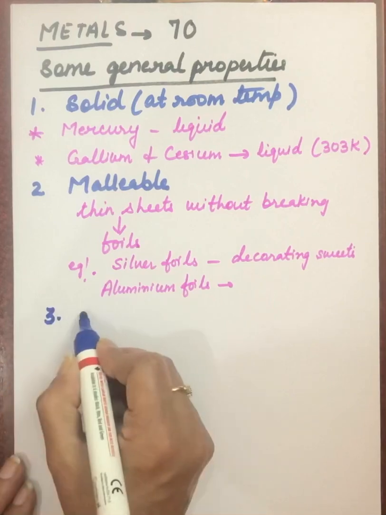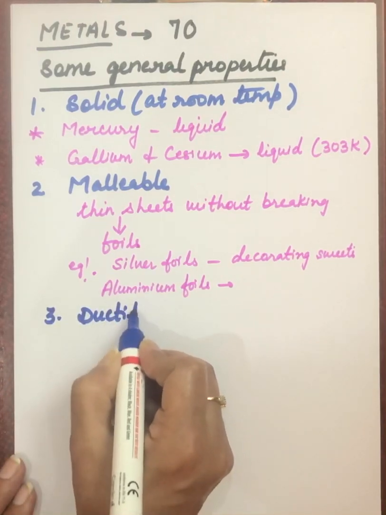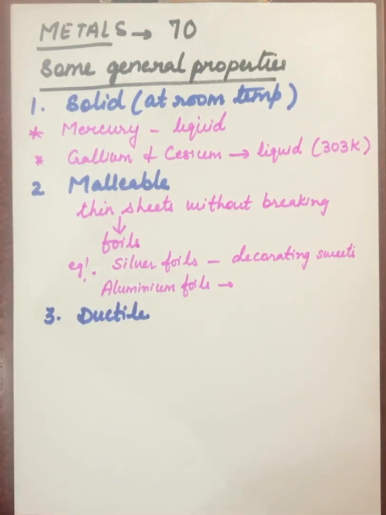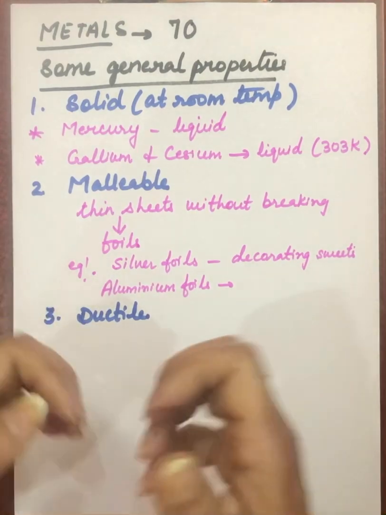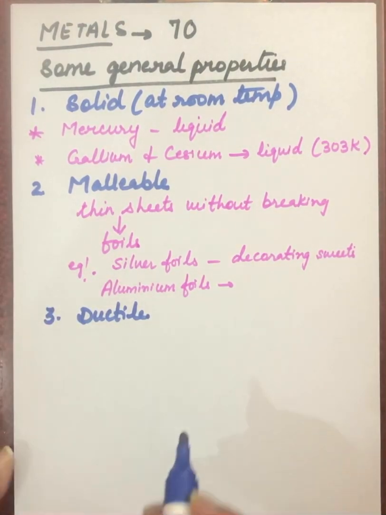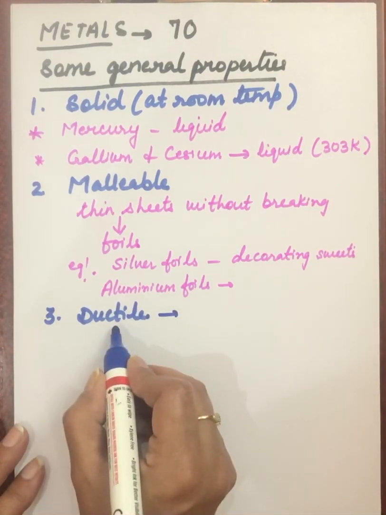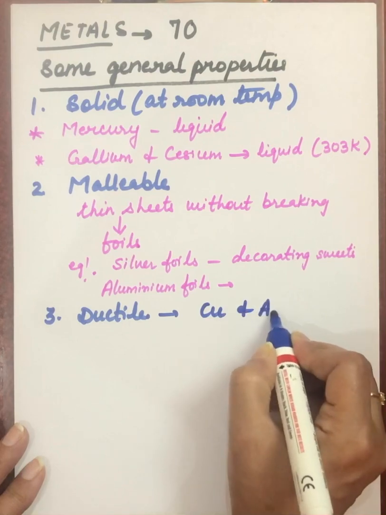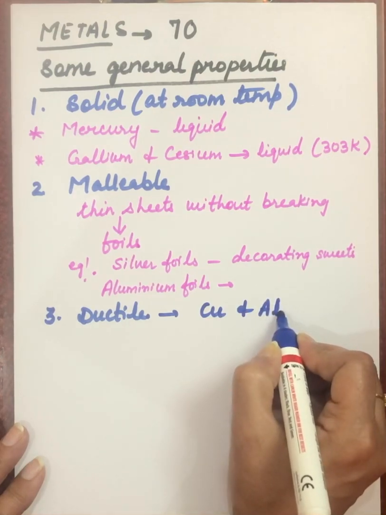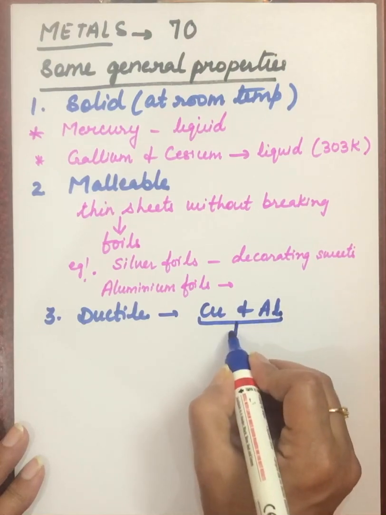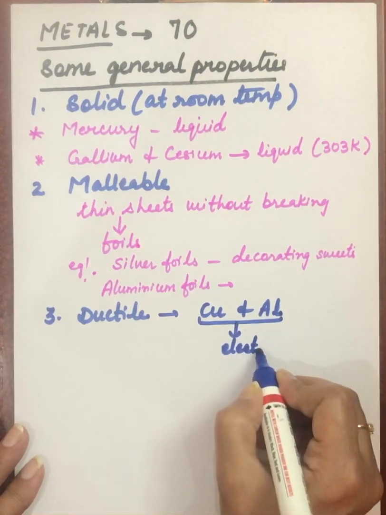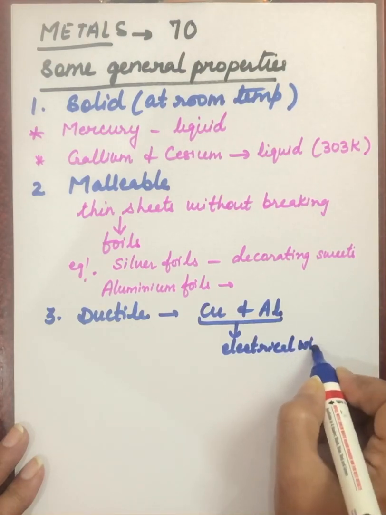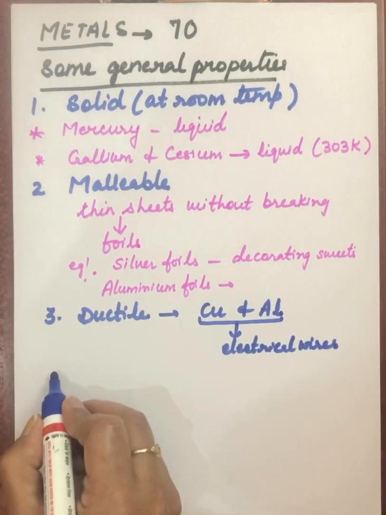Next property, metals are ductile. Now what is the meaning of ductile? Metals can be drawn or stretched into wires. The metal is pulled like this, stretched like this, and it changes into thin wires. That is known as ductility. Changing the metal to thin wires by stretching it is called ductility. Copper and aluminium are highly ductile metals, and from these, wires are made which are used for conduction of electricity. So these are used for making electrical wires.